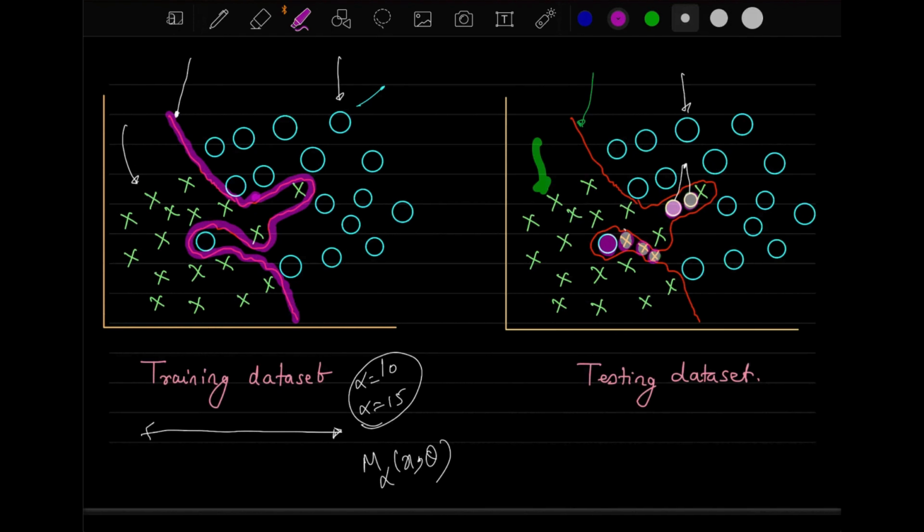Is everybody clear with this? That's why we want overfitting models to be avoided, because these properly testing samples will then become outliers. So we want to avoid that.